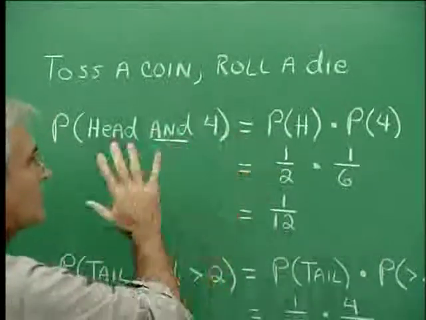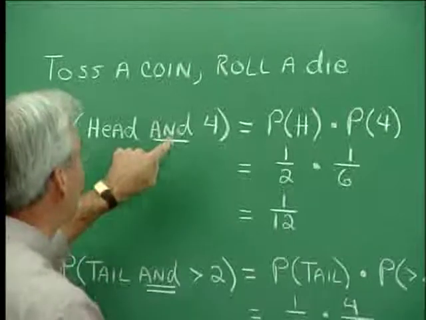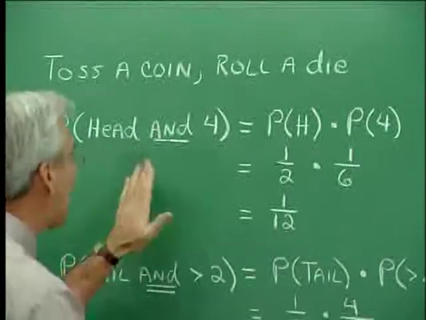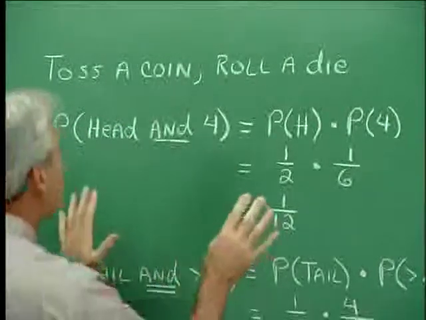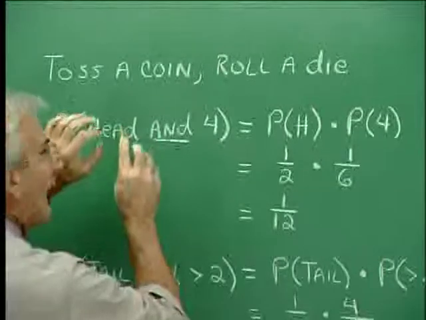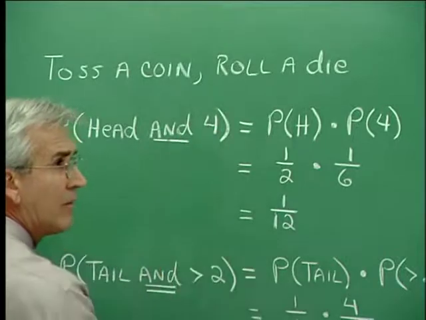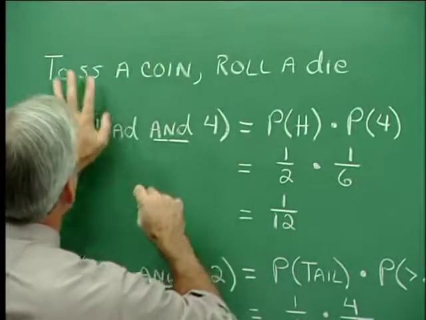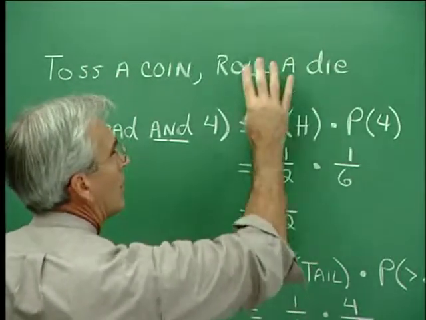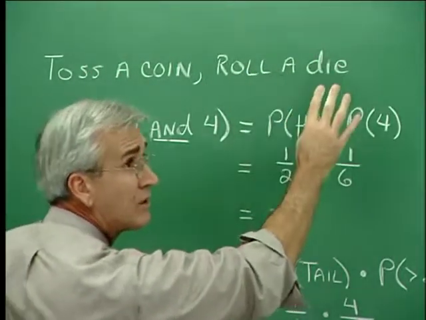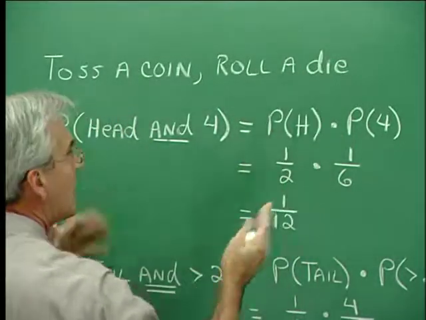Now, we can always do this multiplication of probabilities in situations involving and, as long as the two events are said to be independent. Now, all that means is that the outcome of one event doesn't affect the outcome of the other. That is, regardless of what coin we toss over here, it's not going to affect which surface of the die comes up when we roll the die over here. So the probability of one doesn't affect the outcome of the other.